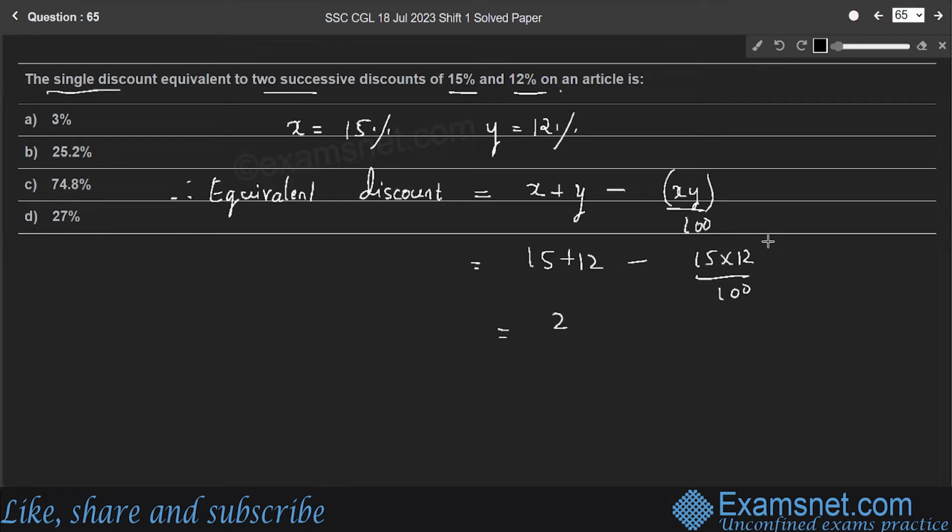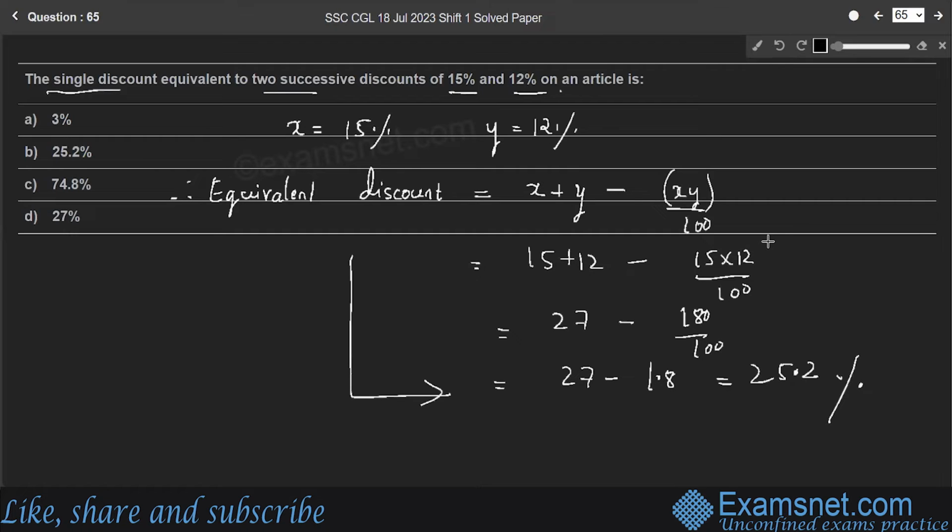So X plus Y is 15 plus 12 minus 15 into 12 by 100, right? So 15 plus 12, 27 minus 15 into 12. So 150 plus 30, 180 by 100. So it is 27 minus 1.8, which is equal to 25.2, right? Therefore, equivalent discount is 25.2%, right? So single discount which is equivalent to two successive discounts is 25.2, option B.